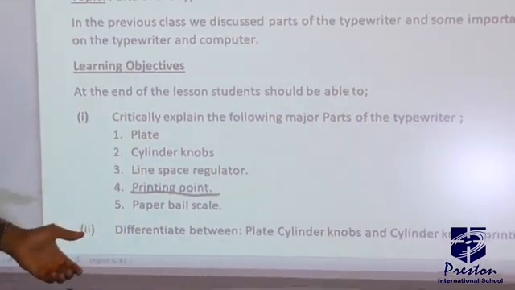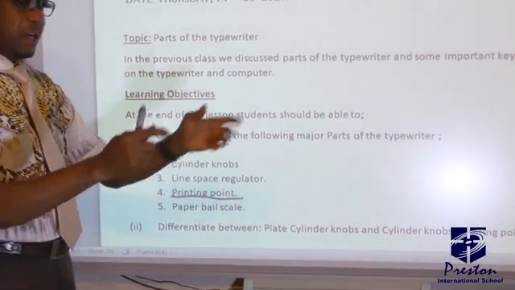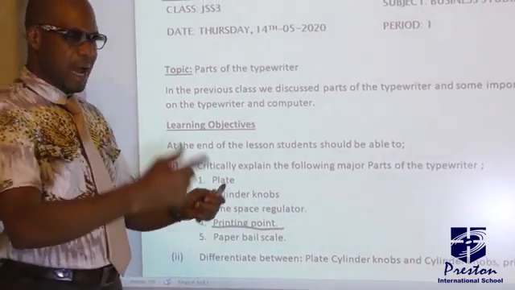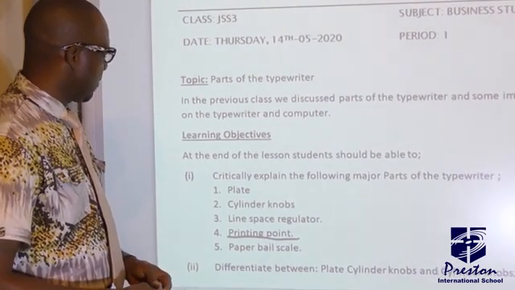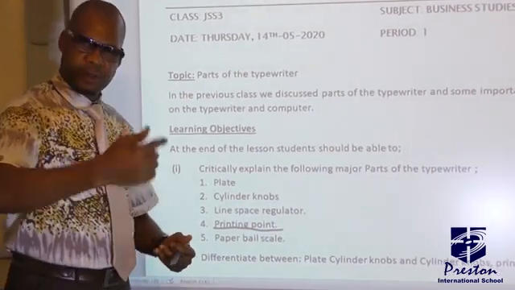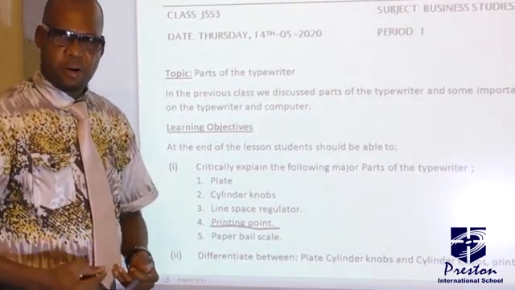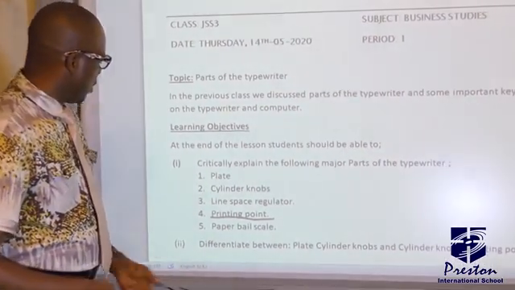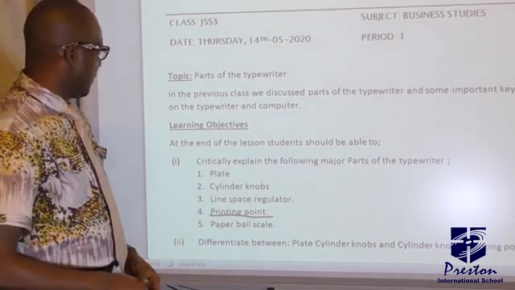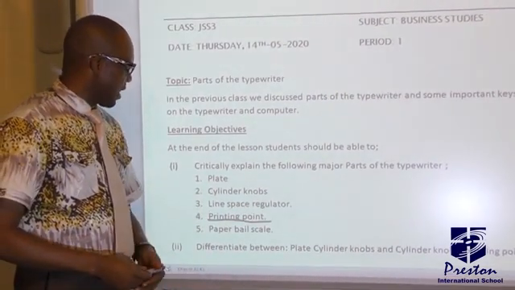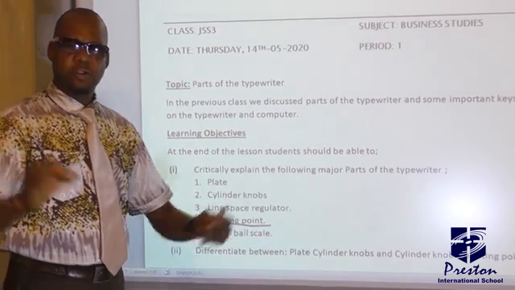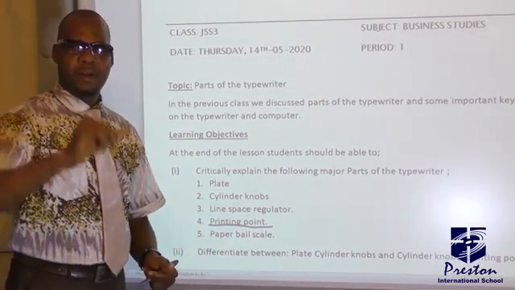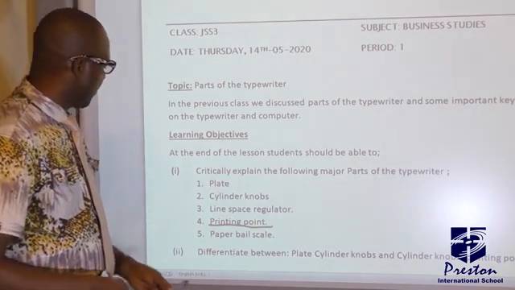Look at the plate. The plate is where the A4 lies on, while the cylinder knob is the round aspect of the typewriter that moves the A4 up and down, or in and out from where it's going to be printed. Looking also at the line space regulator, that is what we use for the font and also for the size of the writing or for the typing when you type on the typewriter.